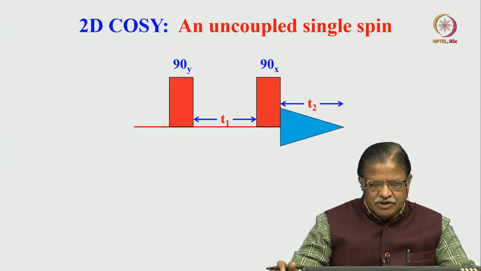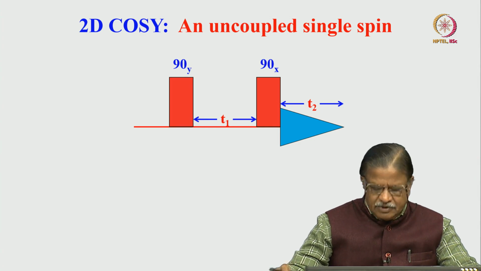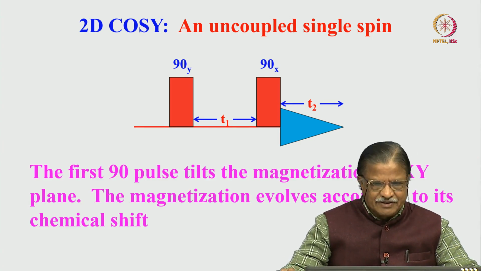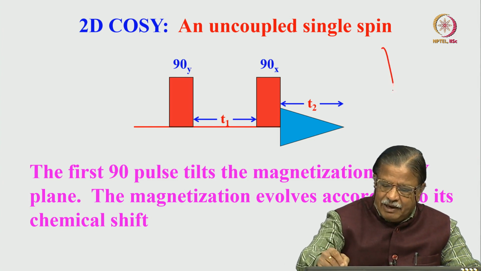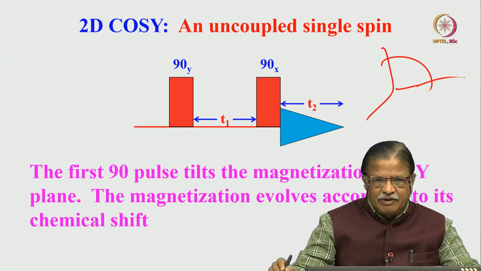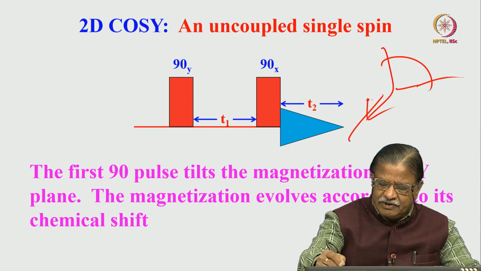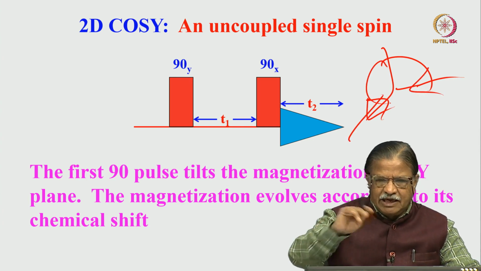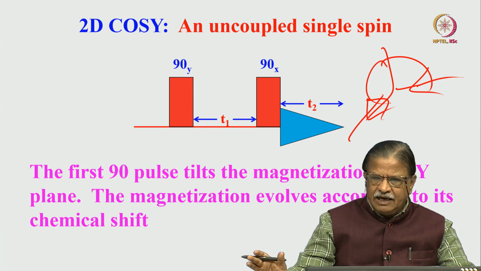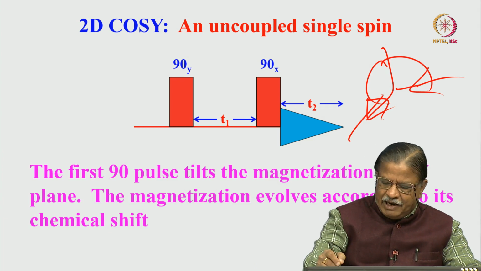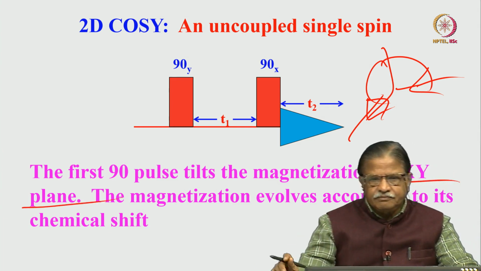This is the usual pulse sequence which I already told you. First, we are going to apply a 90-degree pulse. What does it do? We have been discussing. A 90-degree pulse tilts the magnetization to the xy plane. Depending upon whether you are applying the pulse along this axis or this axis, it will tilt it to another direction, because the three are orthogonal to each other. That's what we have been discussing. So the first 90-degree pulse tilts the magnetization to the xy plane.